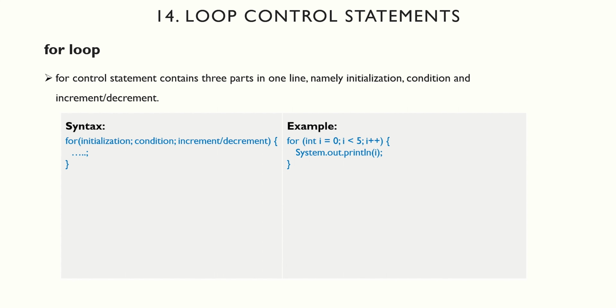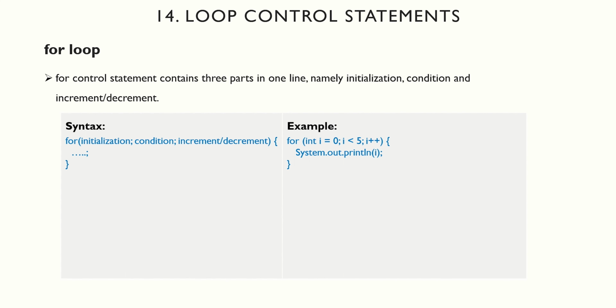It must evaluate to a Boolean value. The loop will execute until the condition is false. Increment or decrement: to update the variable for the iteration. Statement: the code block of the for loop that executes until the condition becomes false.